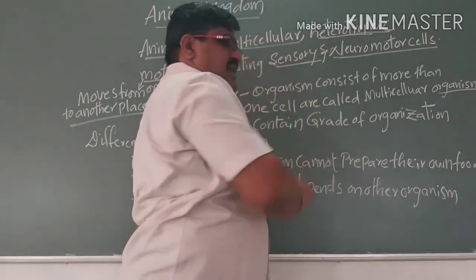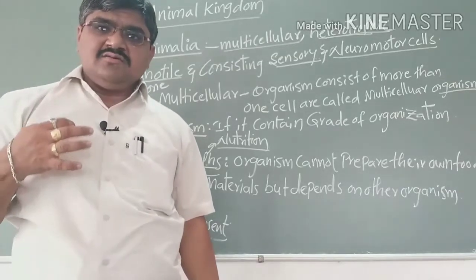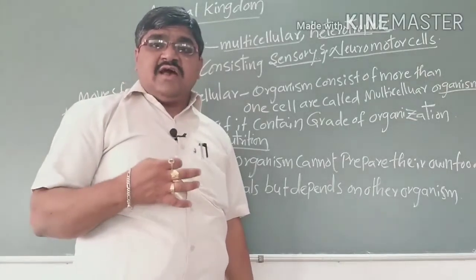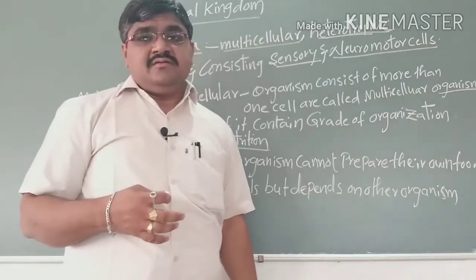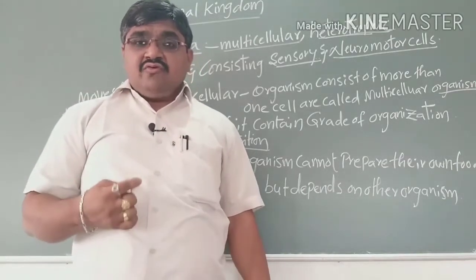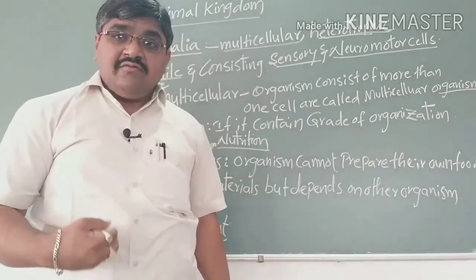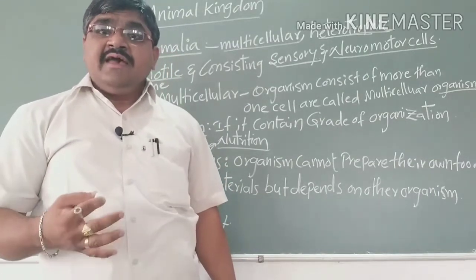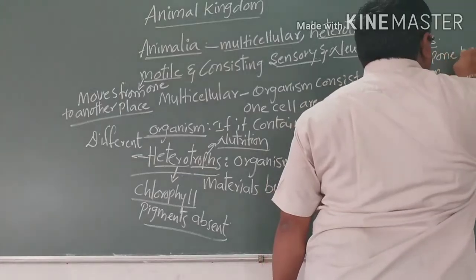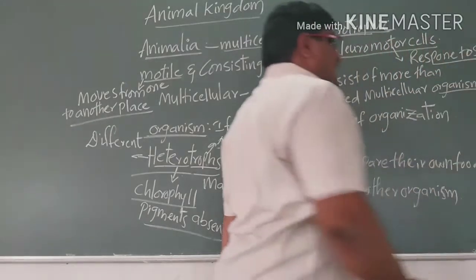Sensory means sense organs are present. There are five sense organs in our body: eyes, ears, nose, tongue and skin. These are the five types of sense organs which help give a sense of the environment. Likewise, neuromotor means nerves are present in our body. These nerves stimulate the body to respond to an external stimulus. If any external stimulus takes place, our body automatically receives it and a response takes place.